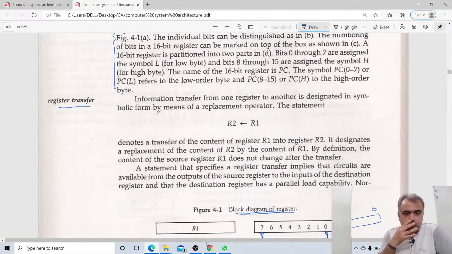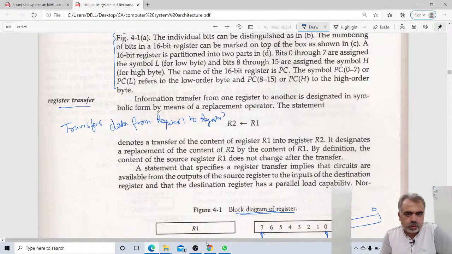Now register transfer. Information transfer from one register to another is designated in symbolic form. That is what we call RTL. Let us suppose you want to transfer data from register R1 to register R2. If you want to give this command to the computer, you need not write the full sentence. This can be represented by R2 ← R1, meaning the data in R1 moves towards R2.